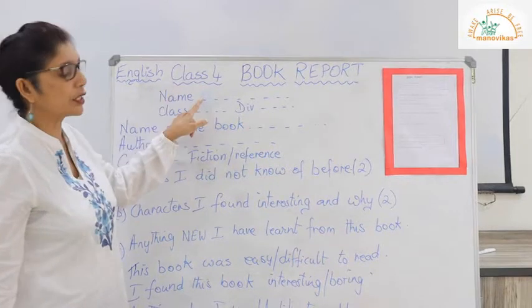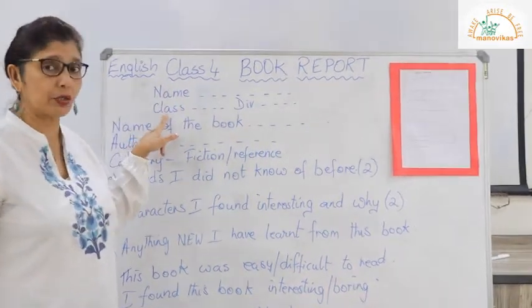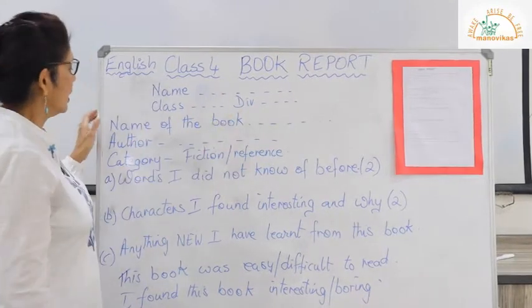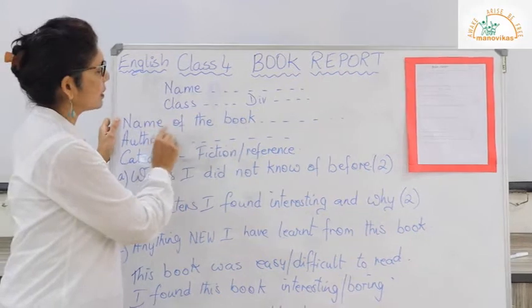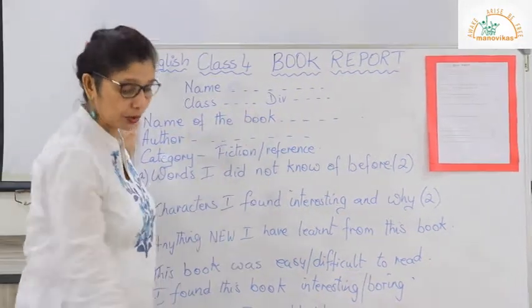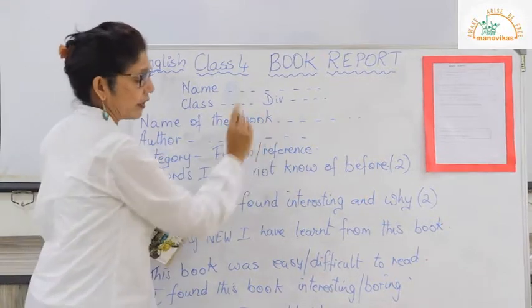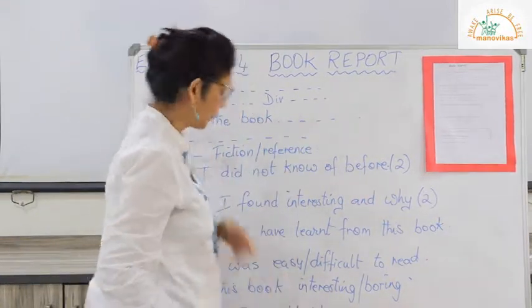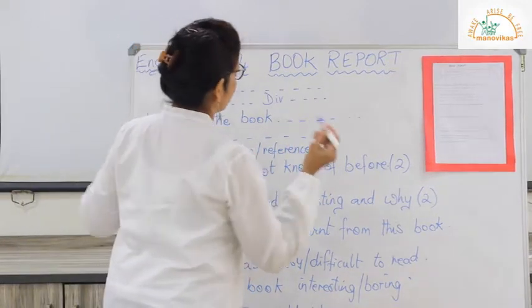So first you have to write your name. Then you have to write your class and your division. Now the first thing actually about the book report you have to write is the name of the book. So suppose you are reading Adventures of Pinocchio. You will write Adventures of Pinocchio.